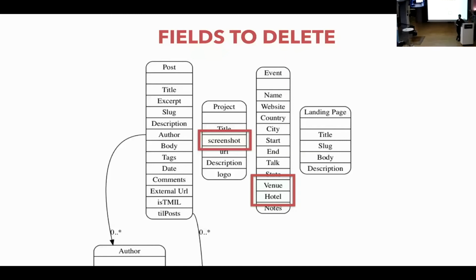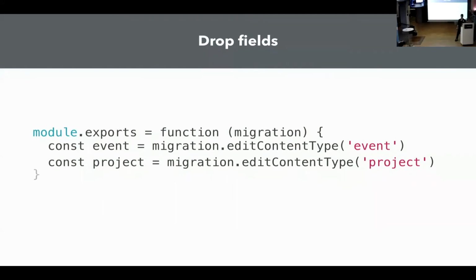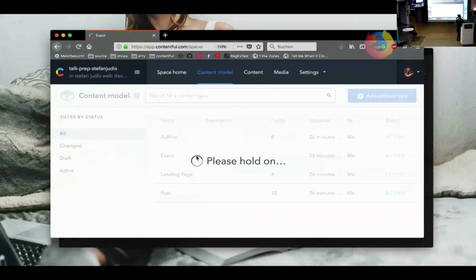So how could I get rid of these now using a proper migration script? The way it works with the Contentful migration script, this will then have a migration object available. And then I can just say that I want to edit event and project. And then I'm deleting the field. And this is already, right? This is a written migration. This can then be put into CI, maybe, and especially when you're dealing with different spaces that have the same content model, you can script these things away. So this is how it works.